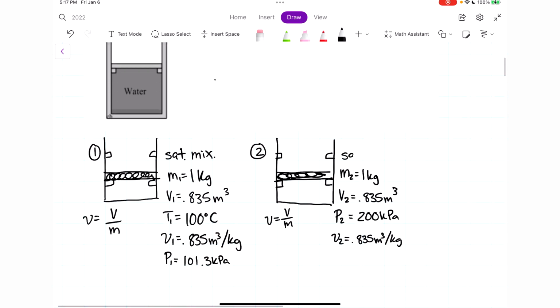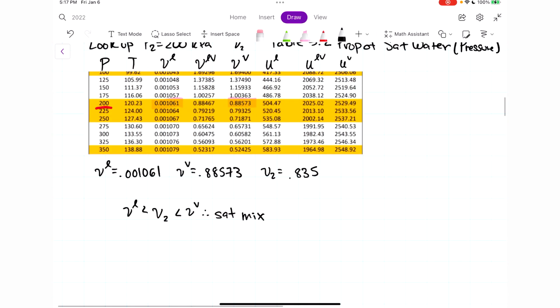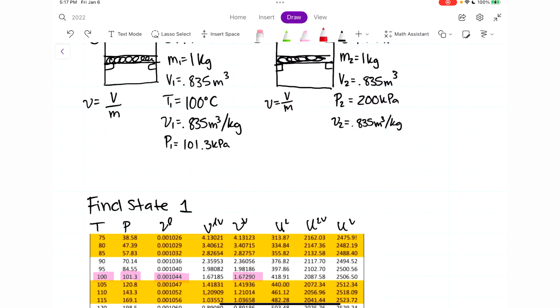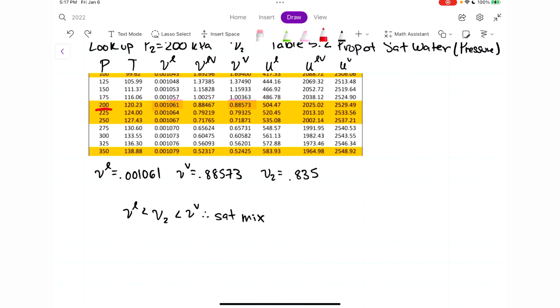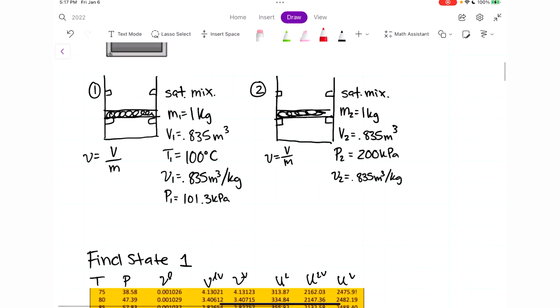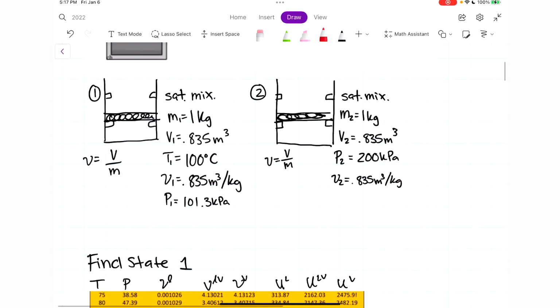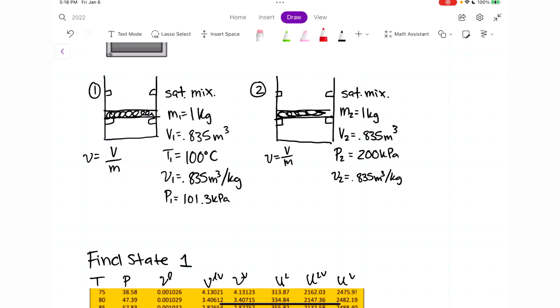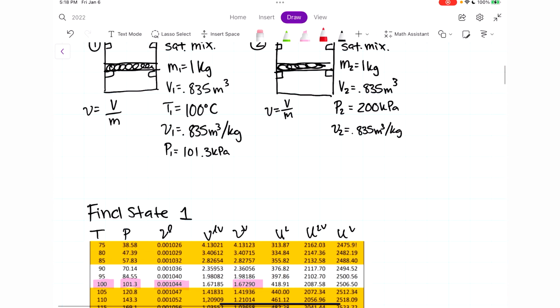Saturated mixture for state 2. And since it's saturated mixture, we can go ahead and use the value right here for the temperature. I use the same value, so 120.23 degrees Celsius, I believe. And that's what I get for taking off the units. But I'm pretty sure, yes. Temperature is 120.23 degrees Celsius. Perfect.